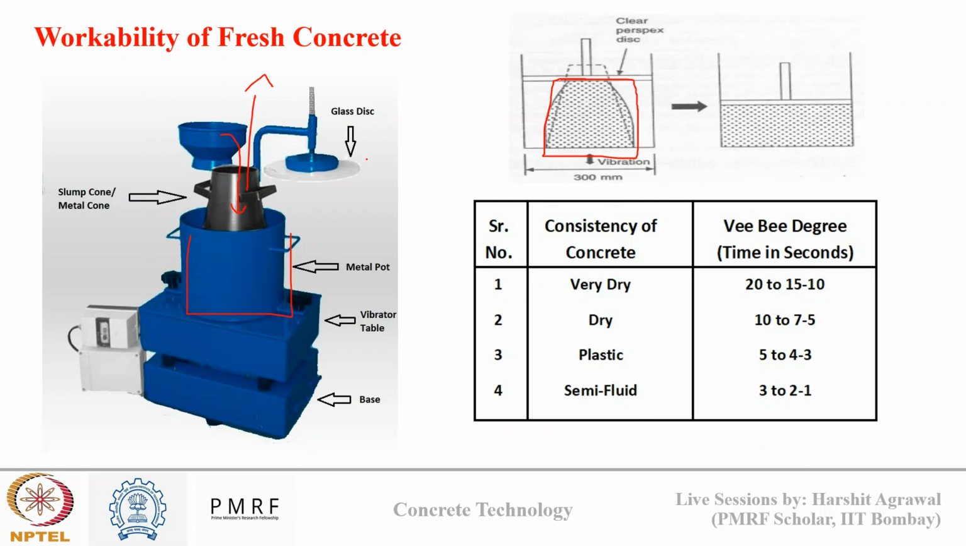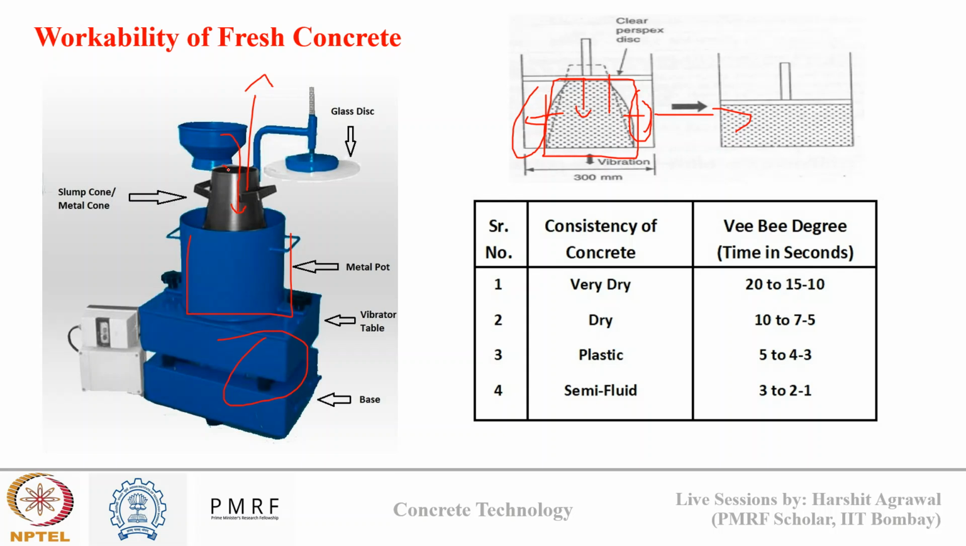Now I place a glass disc on the top of this concrete, and I do vibration using the vibration table. There are still spaces left on the sides inside my cylindrical mold. Under vibration, my concrete will spread in this direction and its height will decrease. This test measures the amount of time taken by the concrete to completely collapse and reach this state, which is determined as the VB time. So this is known as VB consistometer testing.